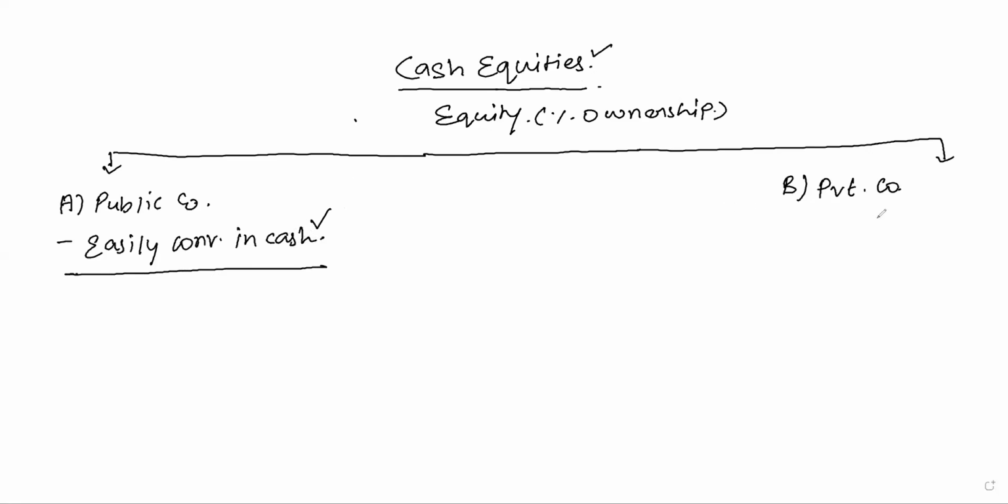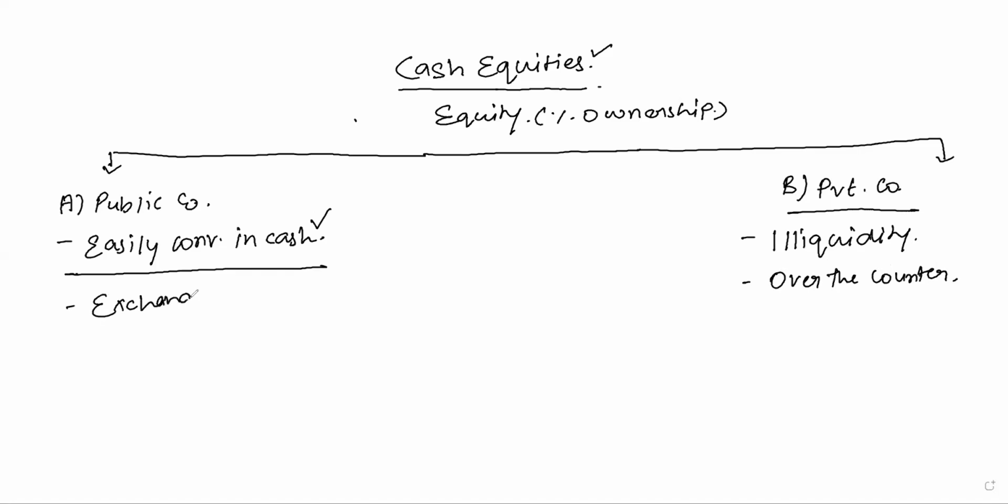Some of you are saying it would be easy to convert private companies' shares into cash. So I'm sorry, but this is mistaken. Private company shares generally face illiquidity since they are traded over the counter or between institutional investors, whereas public company shares are traded on exchanges, which makes them easy to trade.